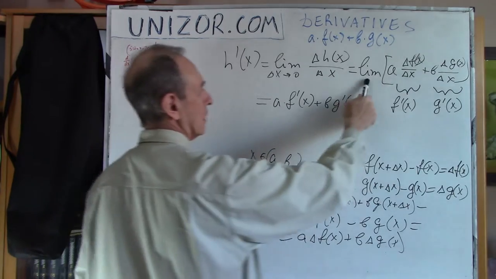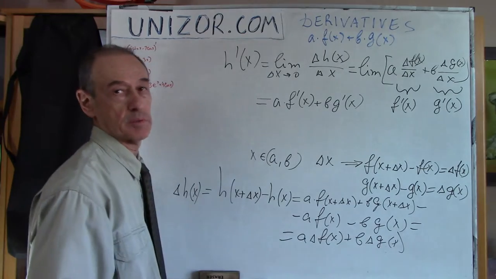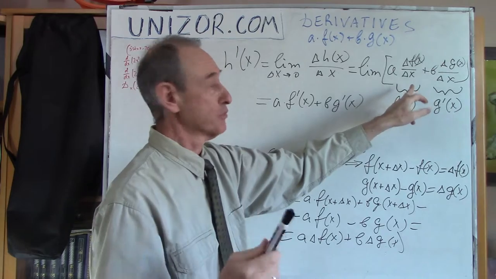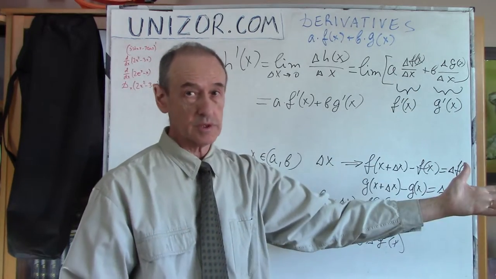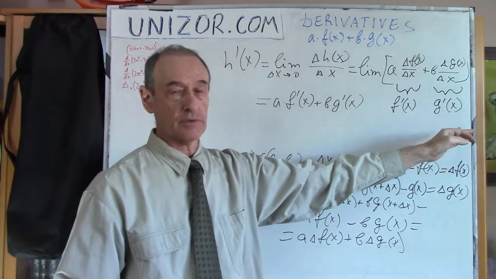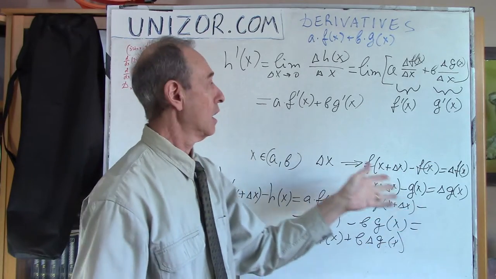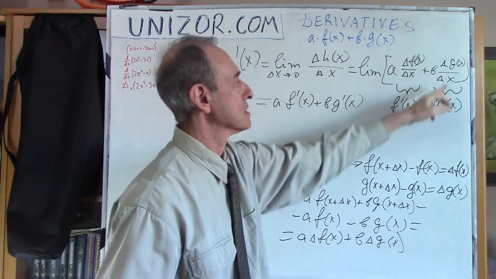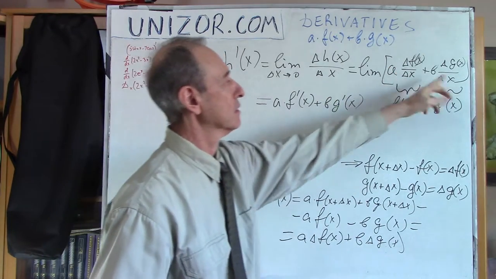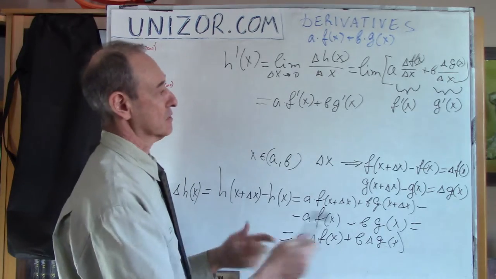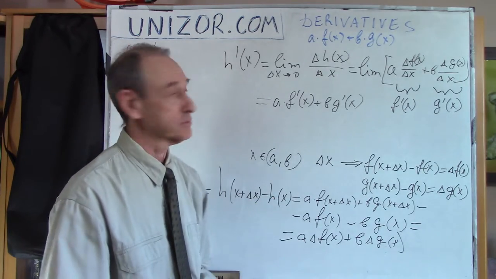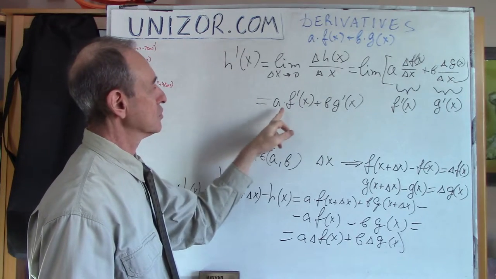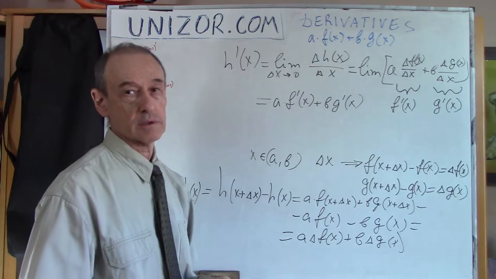So it's all based on the corresponding property of the limits. Limit of the linear combination of variables each of which has a limit. We have assumed that both f of x and g of x are differentiable on this domain, right? So that's why this has a limit and this has a limit. That's why limit of their linear combination is equal to linear combination of the limits. And this is the end of the proof. The derivative of the linear combination of two functions is linear combination of their derivatives.